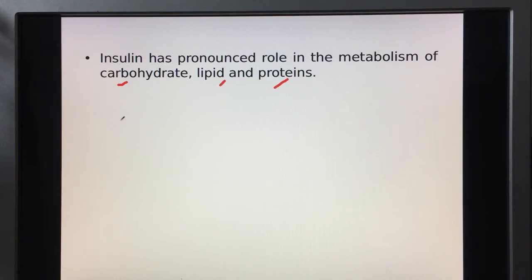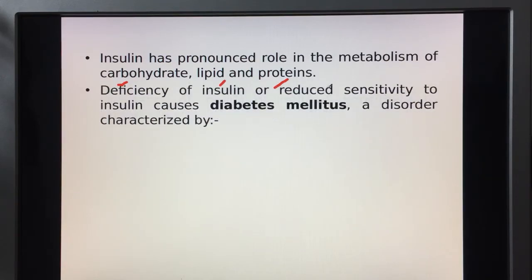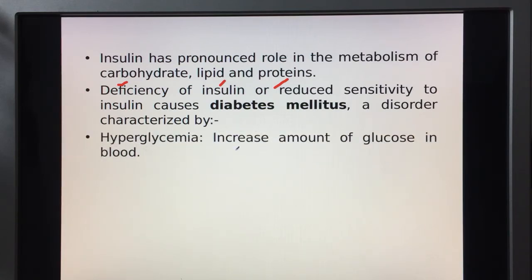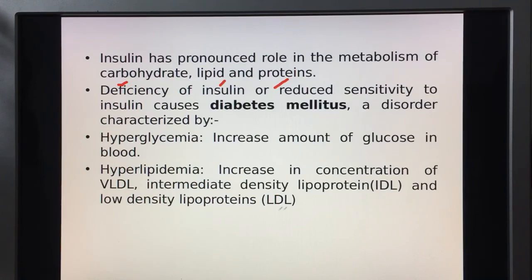Now the deficiency of insulin or reduced sensitivity to insulin causes diabetes mellitus, a disorder characterized by typical features that include hyperglycemia, that is, an increased amount of glucose in the blood, hyperlipidemia, increasing the concentration of very low density lipoproteins, intermediate density lipoproteins, and low density lipoproteins, and hyperaminoacidemia. So these are the features of diabetes mellitus.